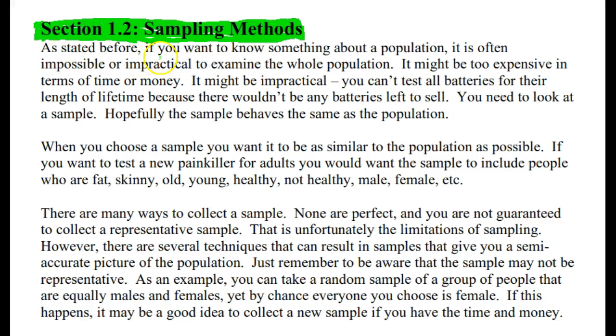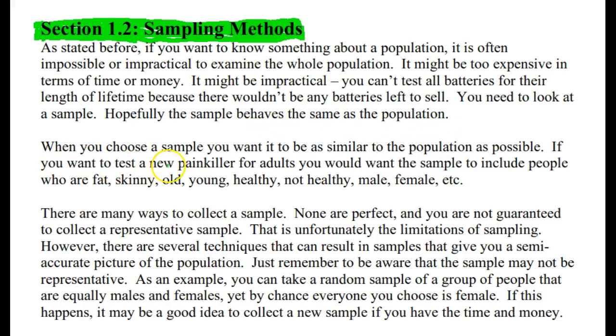So as stated before, if you want to know something about a population, it's often impossible or impractical to examine the whole population. It might be too expensive in terms of time or money, or it might be impractical. You can't test all batteries for the length of lifetime because there wouldn't be any batteries left to sell. You need to look at a sample in many of these cases. So hopefully the sample behaves the same as the population.